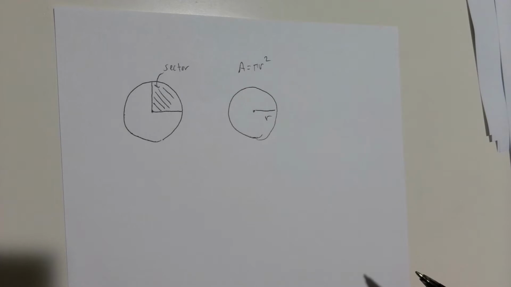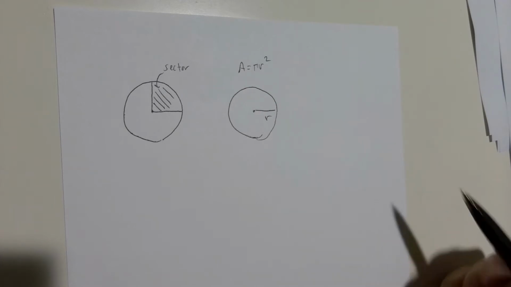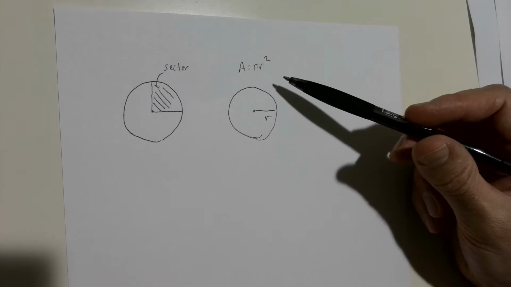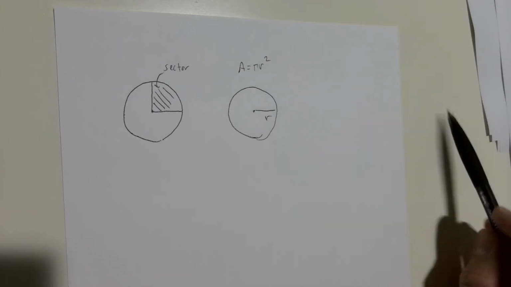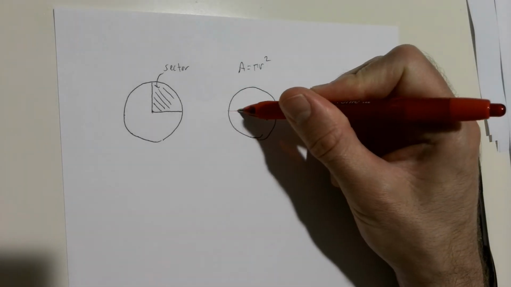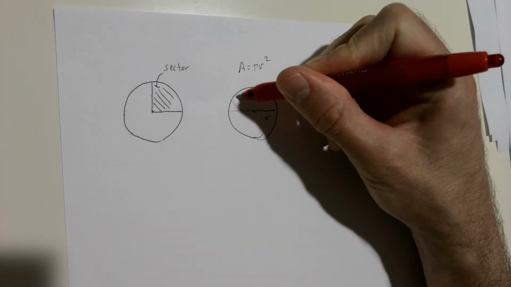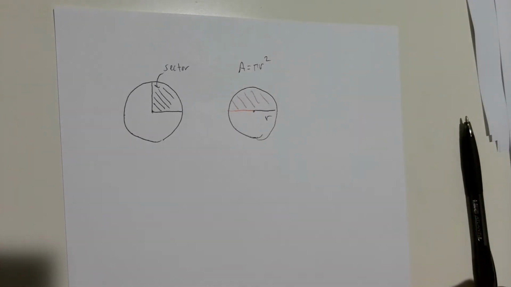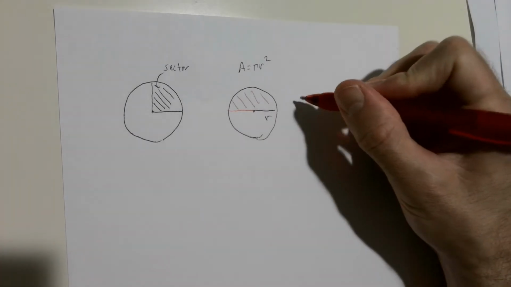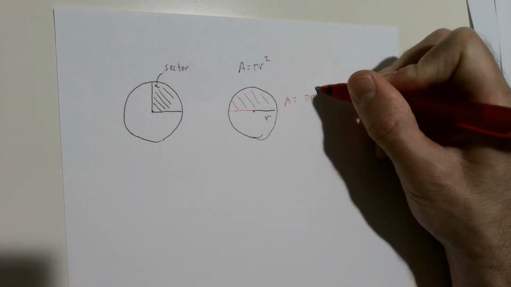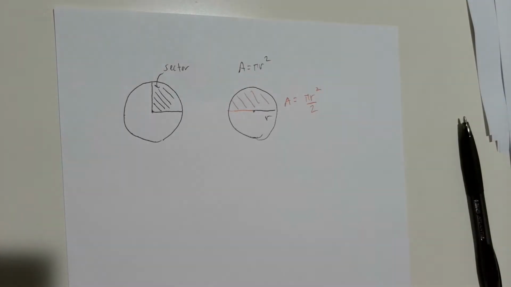Now, to figure out our formula, we're going to start with the formula we do know. Let's say that we have a full circle. We know, or we should know, that the area is pi r squared. So let's work with that. Let's say instead of the whole circle in red here, we wanted to find the area of just that semicircle. Well, to do that, we would just do half of that. So that red area is going to be pi r squared divided by 2.